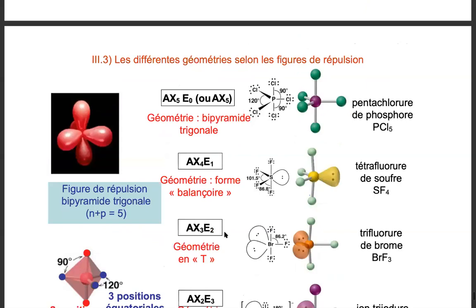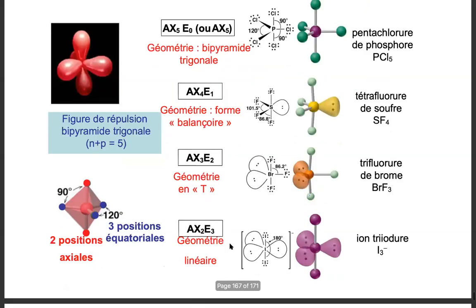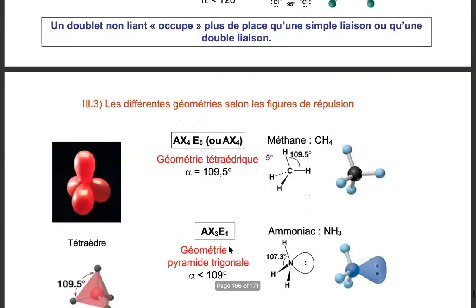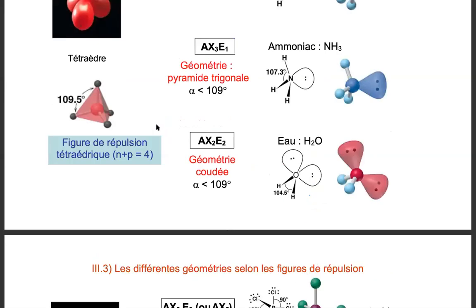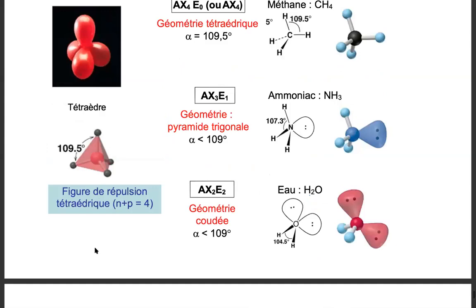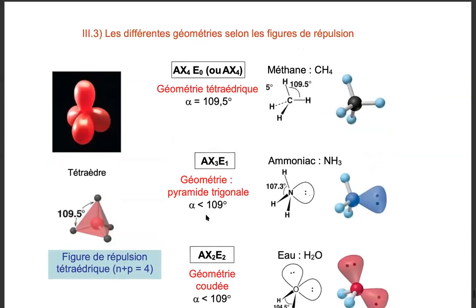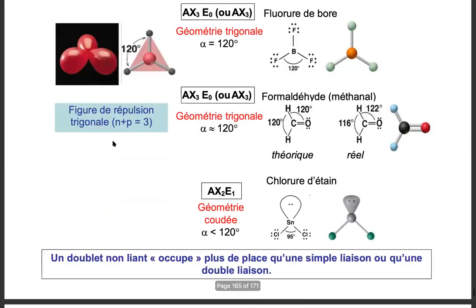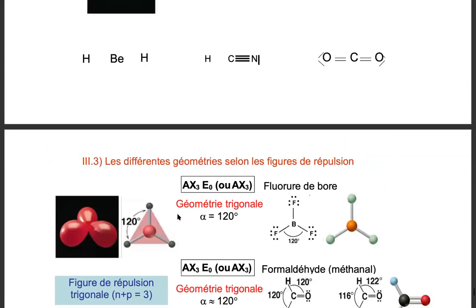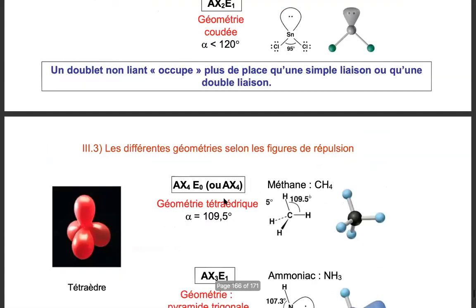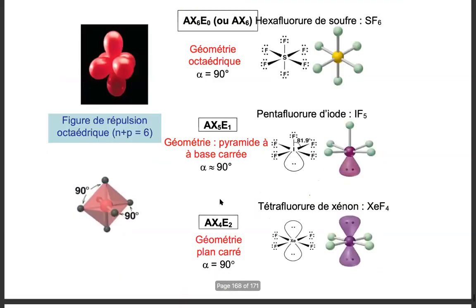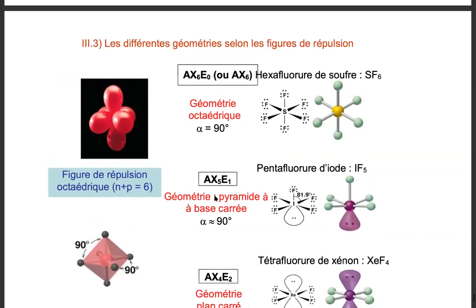So in other words, what I would advise you guys can do for these geometries is you can arrange them in order of la figure de répulsion. The ones that have got a repulsion of 4, you arrange them all together. The ones that have a repulsion of 3, same principle. Those that have a repulsion of 2, same principle. And also note the bond angles.